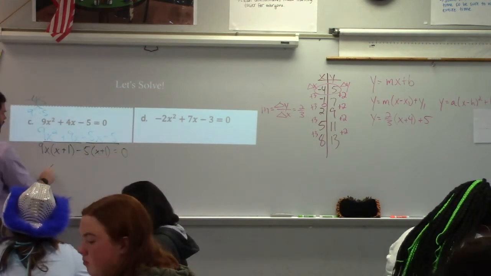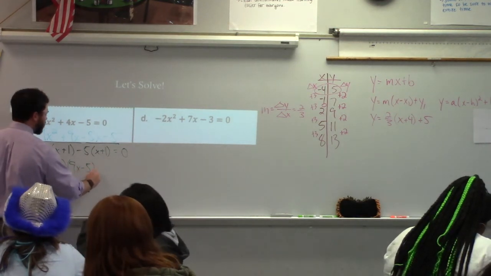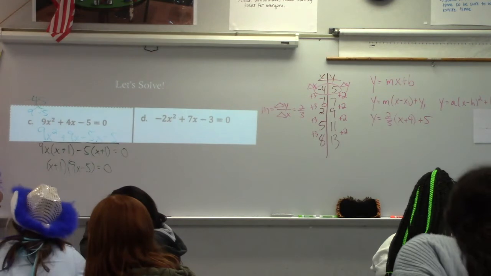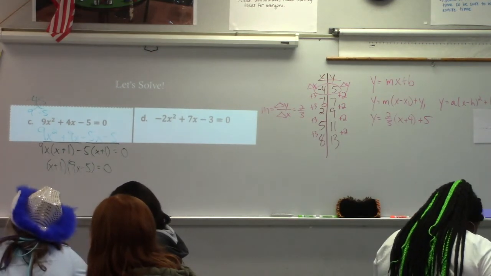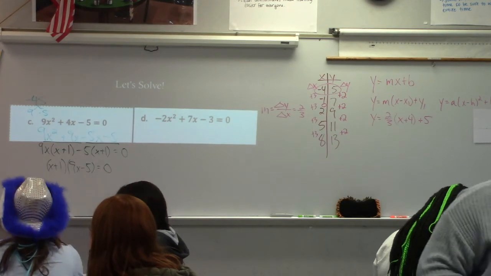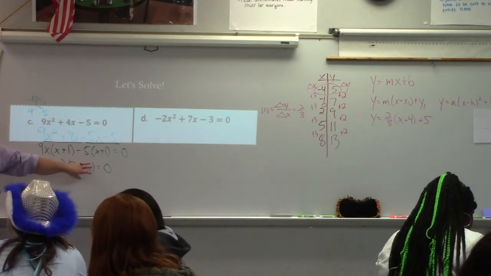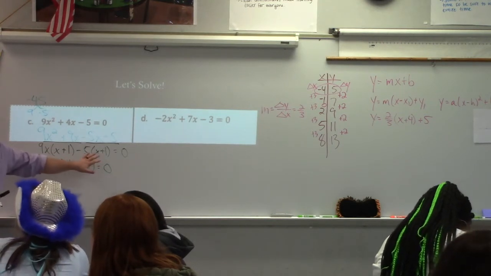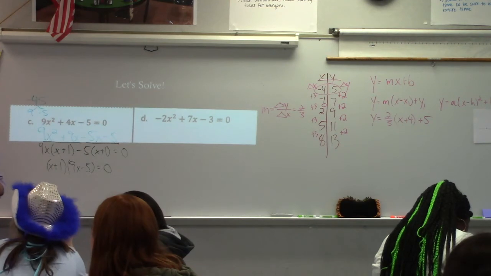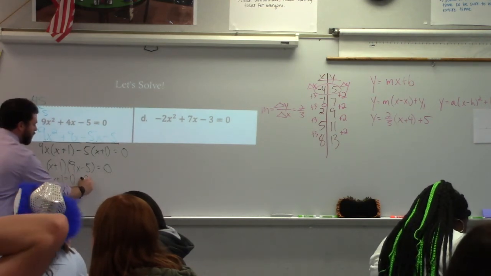And so, x plus 1 times 9x minus 5 is equal to 0. Factored form is a beautiful one for this, right? Zero product property. Remember, the whole thing is that if we're multiplying things, the only way for us to multiply something and get 0 is if at least one of those factors is 0. That's the zero product property. So you just set them equal to 0 and solve.